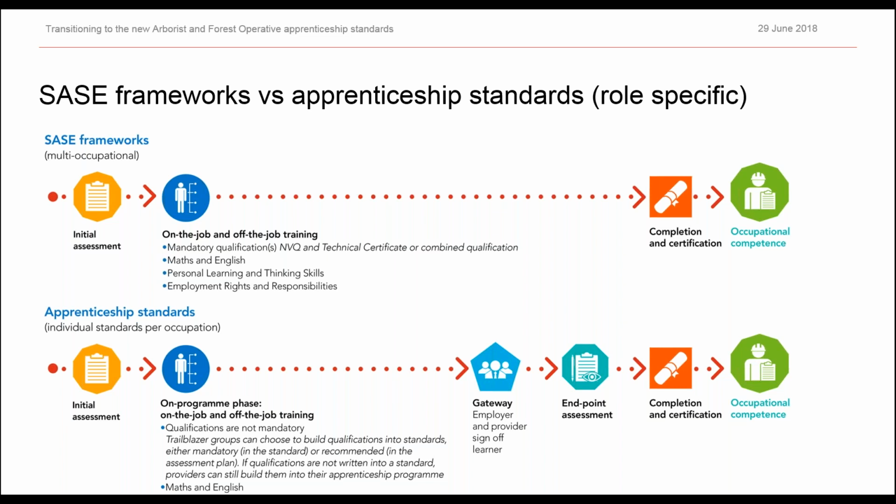So once everybody deems the apprentice to be competent, the apprentice goes through the gateway and is put forward for endpoint assessment. And endpoint assessment is undertaken by an independent assessor, and should the employer choose to use City and Guilds, it will be our appointed assessor that will undertake the endpoint assessment. Following successful achievement, the apprentice will complete, they'll be certificated, and then viewed as occupationally competent.